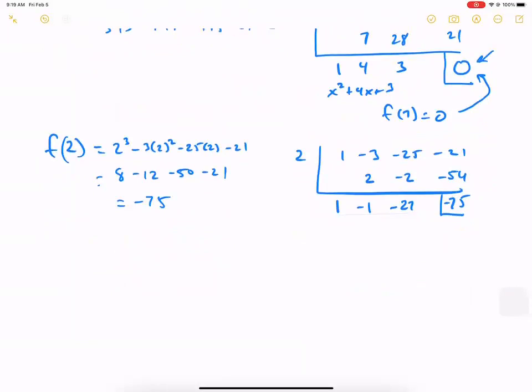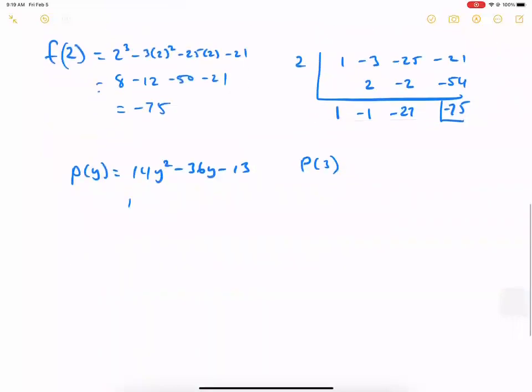This is one that I'm looking at from IXL. It says P of y is equal to 14y squared minus 36y minus 13. And they ask us to find what is the P of 3 using synthetic division. Now, of course, we could just plug in 3. We could write 14 times 3 squared minus 36 times 3 minus 13. We said we could do that, right? But let's do synthetic division. It might take a little bit more writing. 14, negative 36, and negative 13. See how much writing that took? And we're just going to plug in 3.